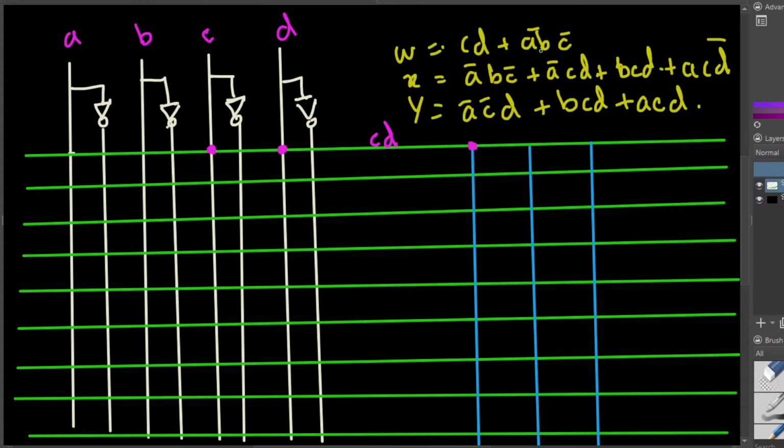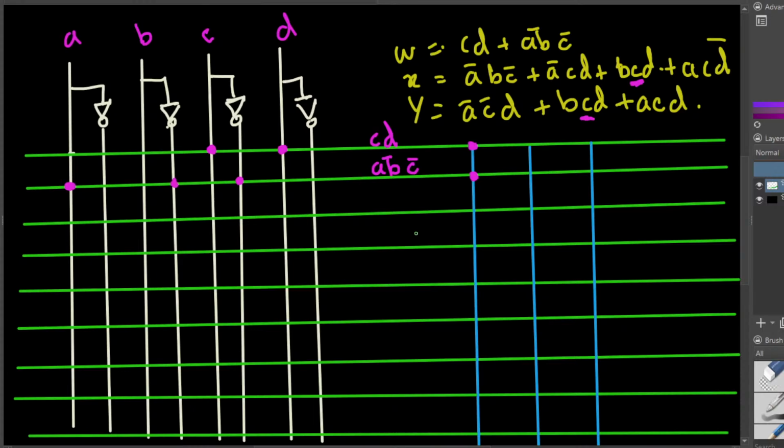And the next one is A, B bar, C bar. So A is connected directly, B is connected with the NOT gate, and then C is connected with the NOT gate right here. And that also belongs to W. I put a dot right here. And here you have to be careful about this one. You can write these two together at the end and put two dots in the same line, because these two are equal in expression. That's why we can reduce the AND gates we use for it. Okay, we have dealt with the W.